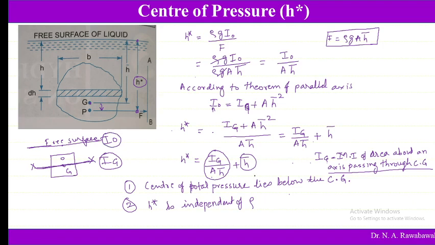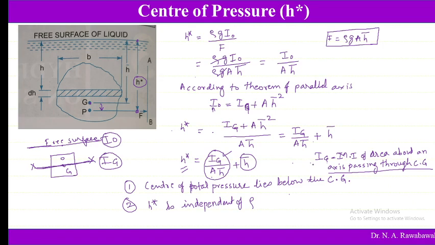Okay, so this is a very important thing where we have located the center of pressure. The equation for the center of pressure is given by Ig divided by A h bar plus h bar. So Ig is going to vary. The moment of inertia is going to vary depending on the shape of the plane. So if it is a rectangle, a triangle, circle, parallelogram, tetrahedron, it depends.